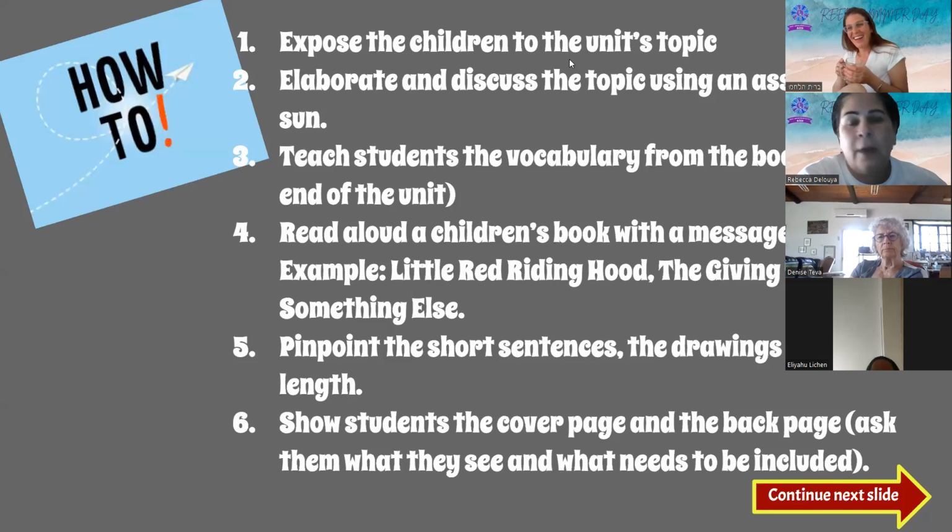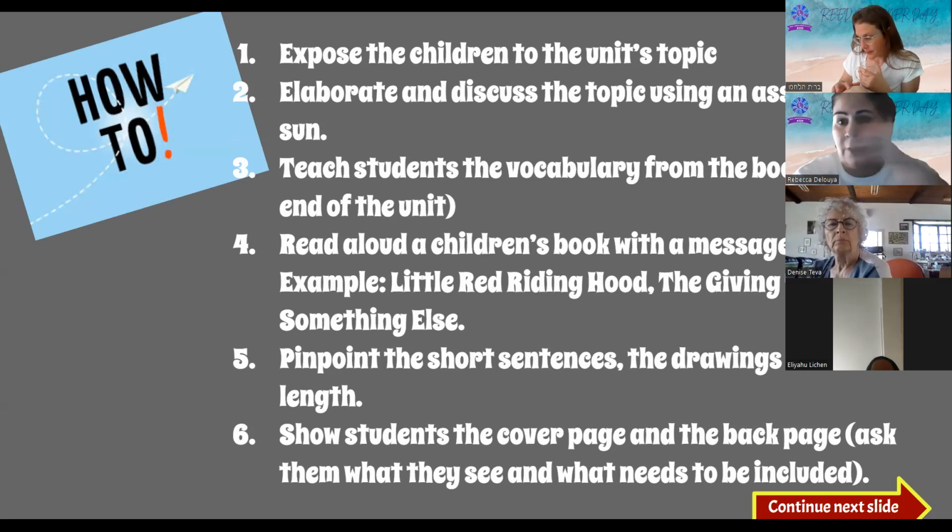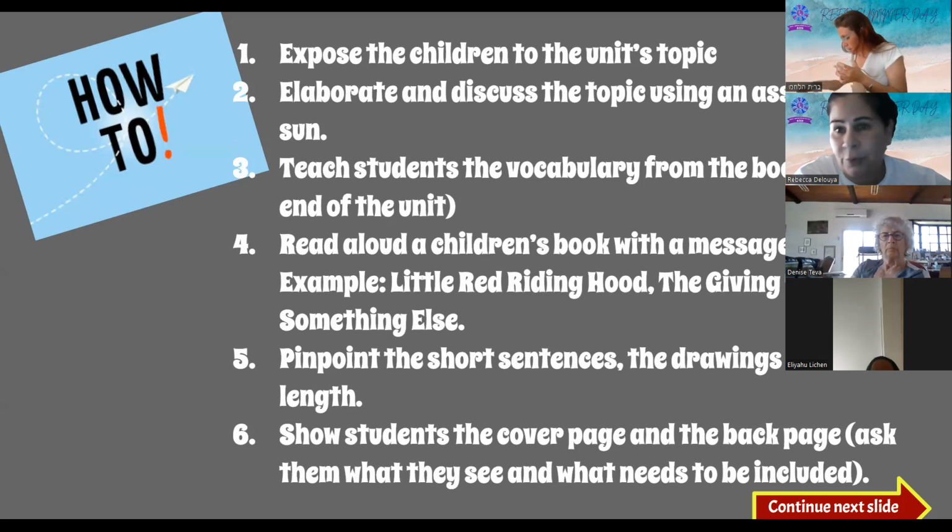All right. So if you were a teacher and you were supposed to be doing this lesson, okay, so what should you do? Expose the children to the unit's topic, elaborate and discuss the topic that you're going to use using an association sign, like a diagram, a Venn diagram, okay? Teach students the vocabulary from the book at the end of the unit. Now, the regular books have about 110 words there. Choose the words that you think they're going to need in order to execute their task successfully.